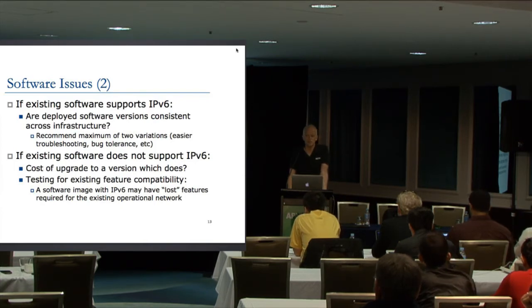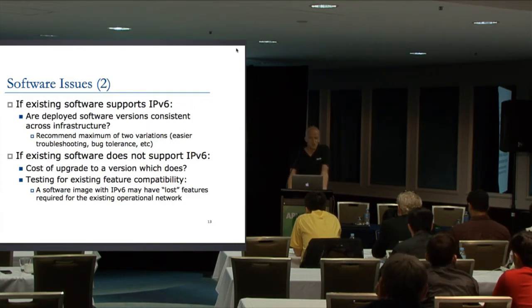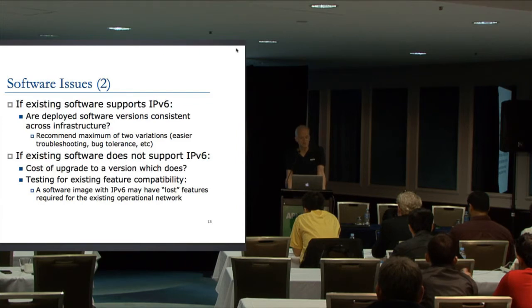And then they'll say, but what's the software running on something else? Oh, you need to upgrade that too. So let's try and keep the software versions consistent. Maybe a core router has one version of software, and an edge router has another version, something like that, whatever. It's just easier for troubleshooting, bug tolerance, and so forth. If the existing software doesn't support v6, then it's the cost of the upgrade to a version which does.